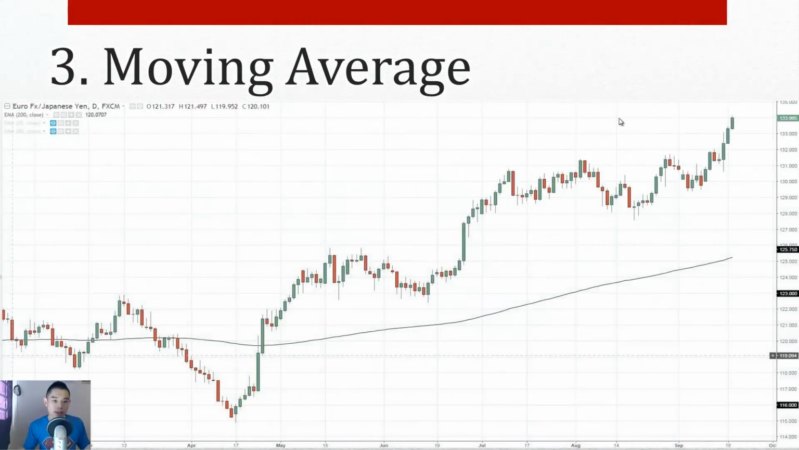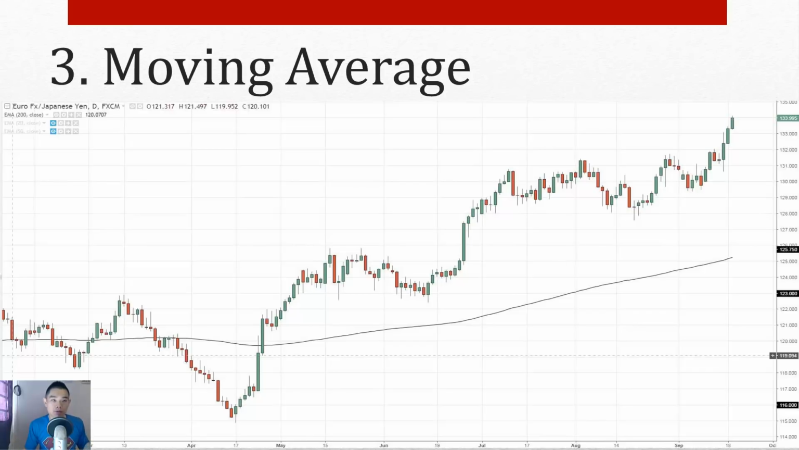So as you can see over here, this black line is the 200 period moving average. So a very simple technique that you can use is that if the price is above the 200 period moving average, then the long-term trend is up. Okay, let me repeat once more. If the price is above the 200 period moving average, then the long-term trend is up.